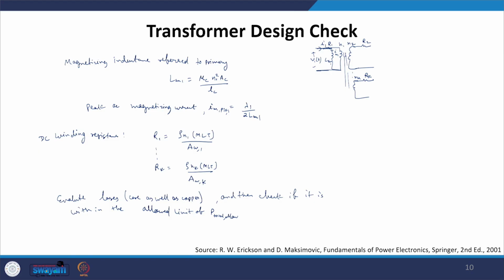If it is, then it is good. If it is not, then you go back and select the next bigger core. For now we have selected the E25 core, so you can then select the E30 core and repeat those steps to calculate the number of turns, the wire cross sectional area Aw, and the delta B, and finally do the checking and see if it is okay. Then you can use that core and winding to physically realize your transformer.